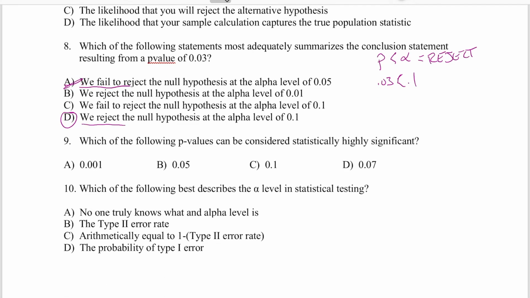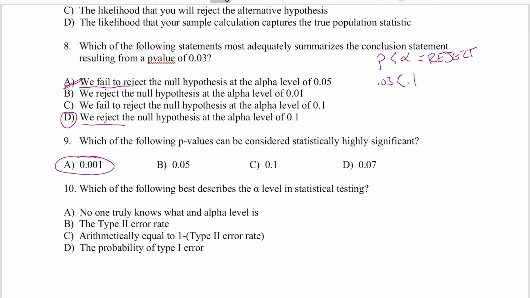Number 9: which of the following p-values can be considered statistically highly significant? The book doesn't really cover what is statistically highly significant, but if you put together what is statistically significant, anything less than alpha level 0.05 is significant, and anything less is going to be even higher. The smaller the p-value, the more evidence you have to reject a null hypothesis, and statistically highly significant would be a very low p-value, so 0.001 or anything 0.01 and less.